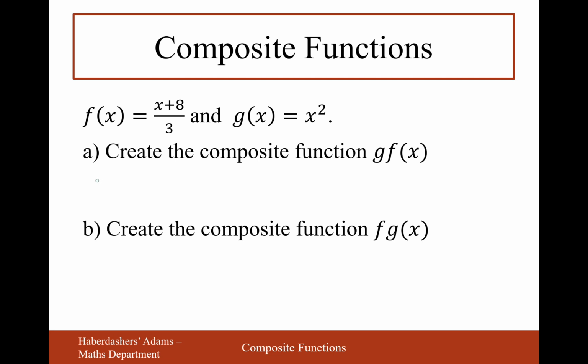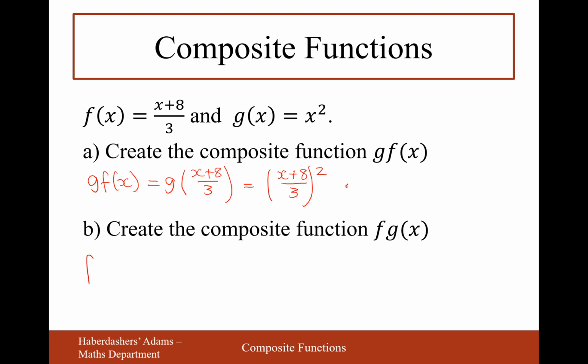Okay, so gf of x, I'll put the g at the start, and then I'll write out the f function. And the f function here is x plus 8 divided by 3. The next thing I'll do is I'll put this algebra into the g function. So where x appears in the g function, I'll write this thing here. So it's going to be, in brackets, x plus 8 over 3, all of it squared. And that's the answer to part A.